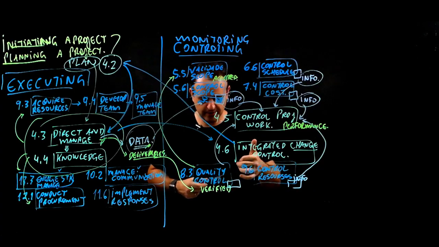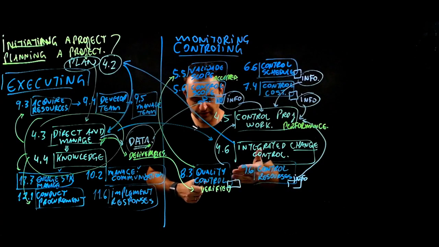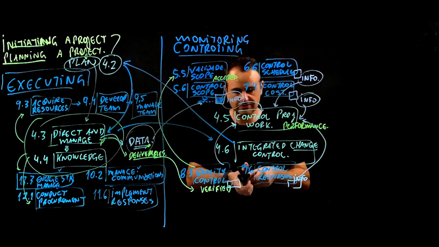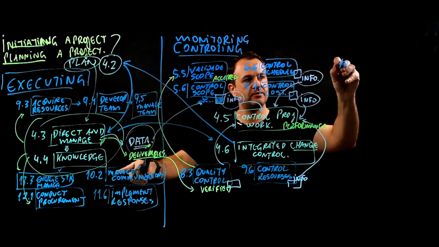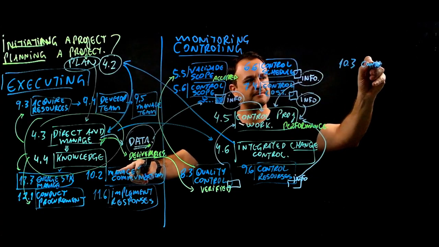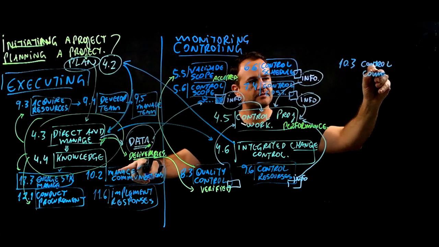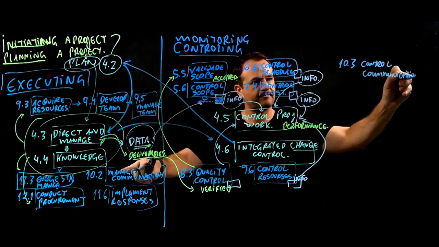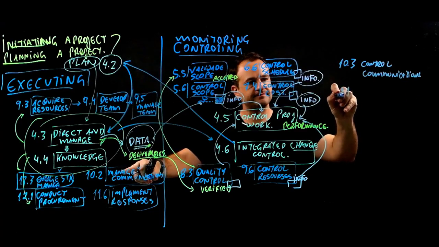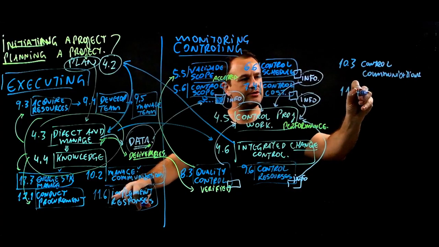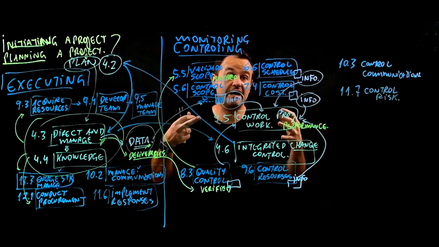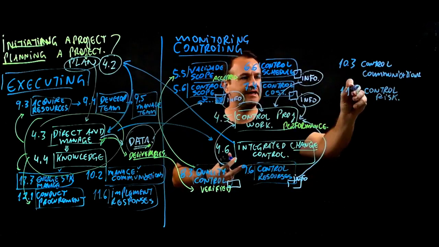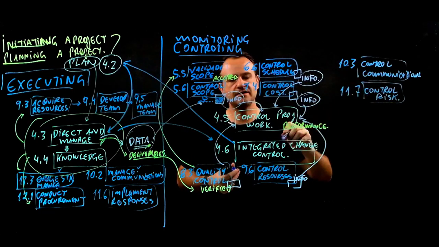So we control quality, we control the resources, we also control the risks, monitor and control risks, stakeholders, procurement, and communications. So in the communications, we have managed communications, then we have 10.3, control communications, we have 11.7, which is control risks. If the responses are effective, if we have any other new risk, or if you have any changes in the uncertainties related to the project.